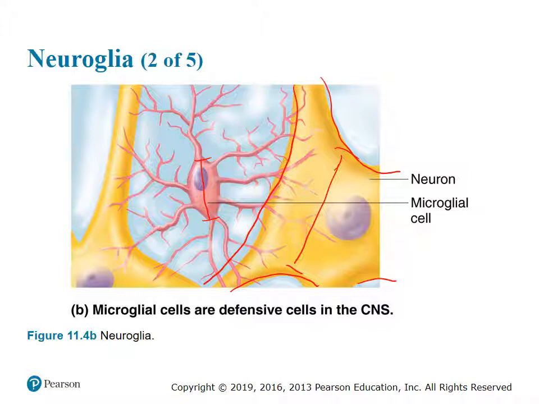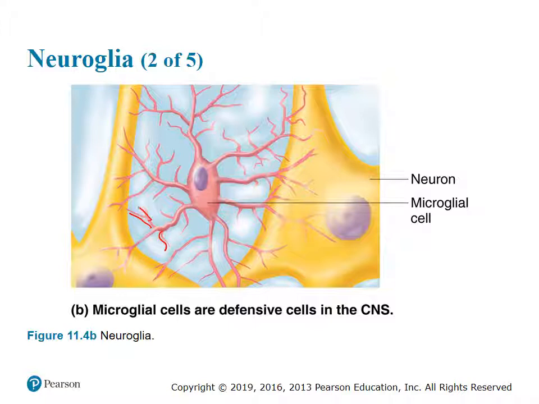All right, so you can see the thorny processes there. This is a thorny process, right? See those coming out, little edges there, thorny processes. And they're physically touching the neuron, measuring the neuron's viability, health, and so forth.